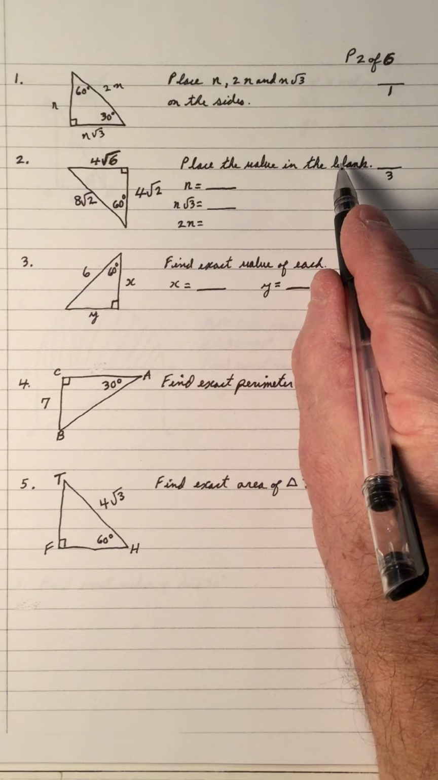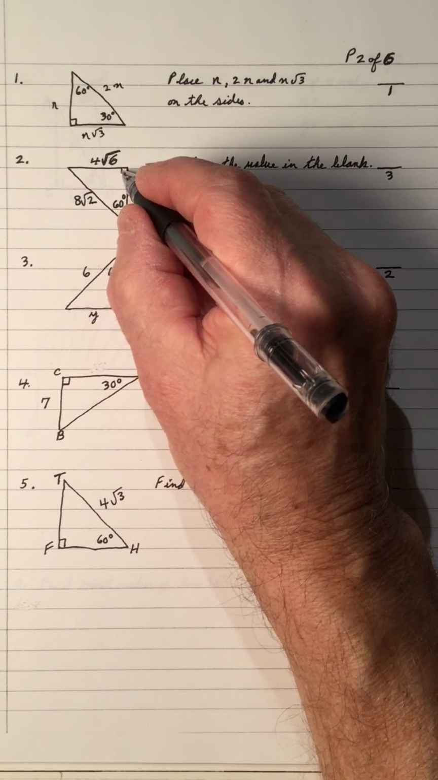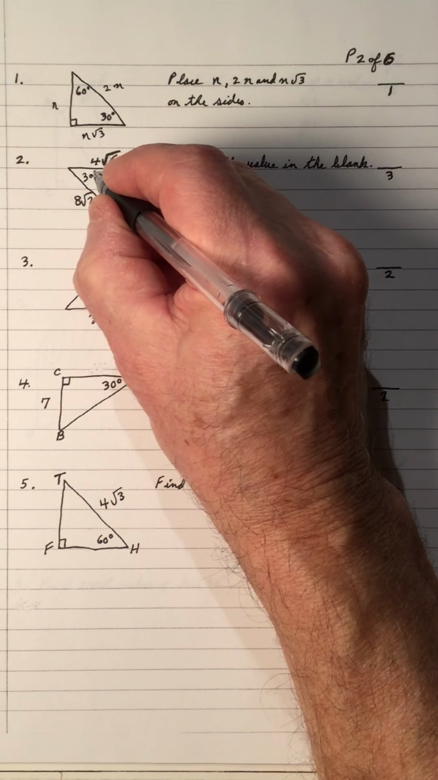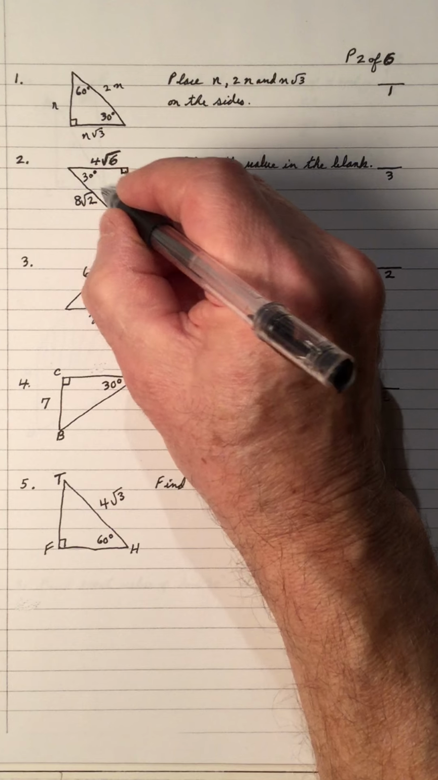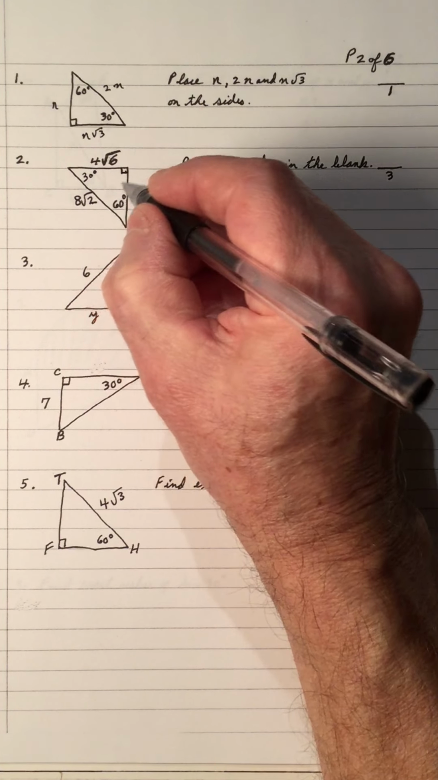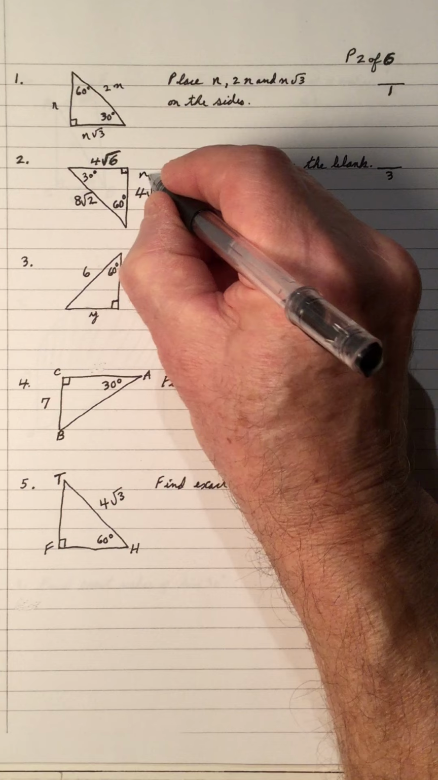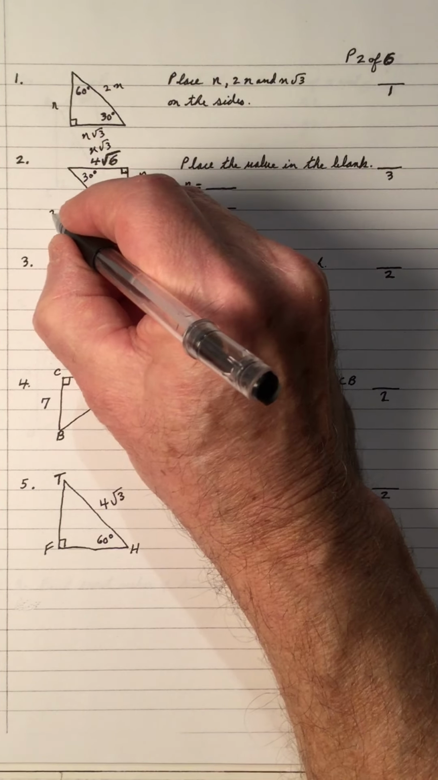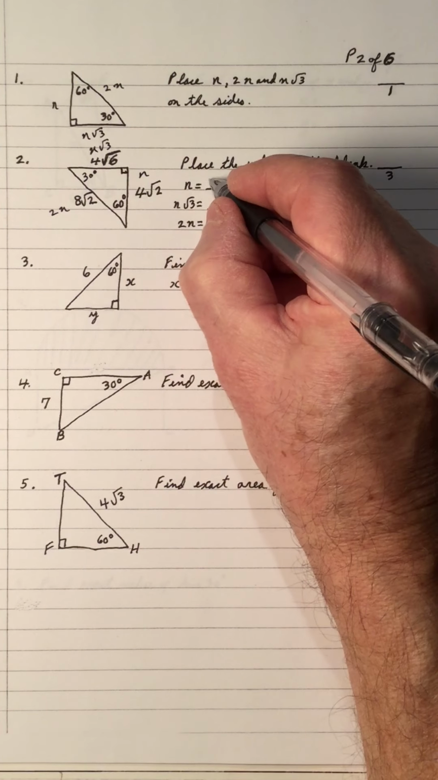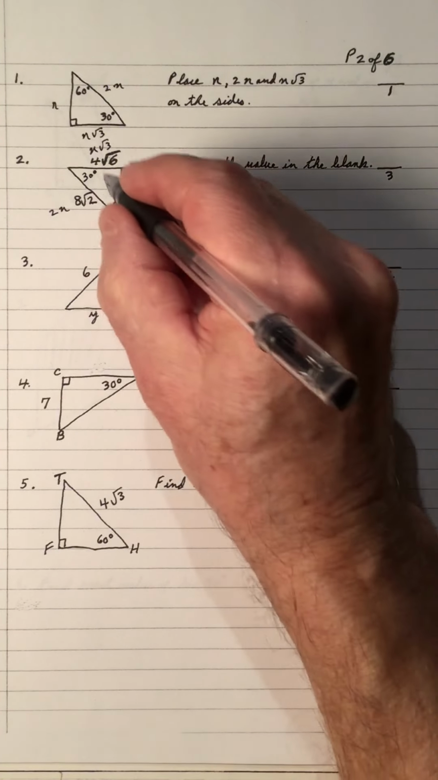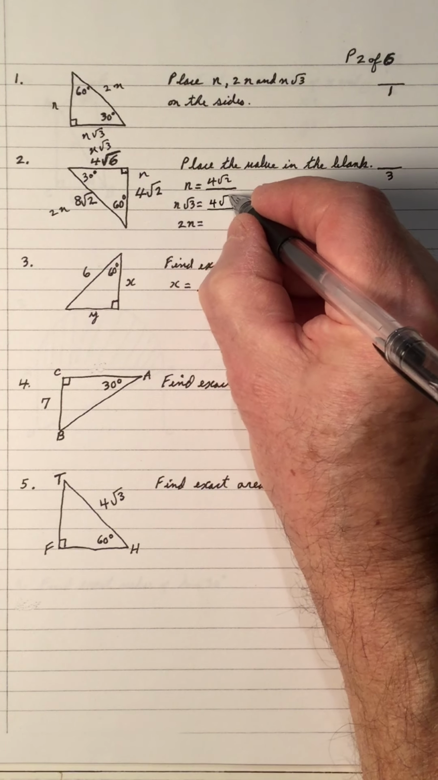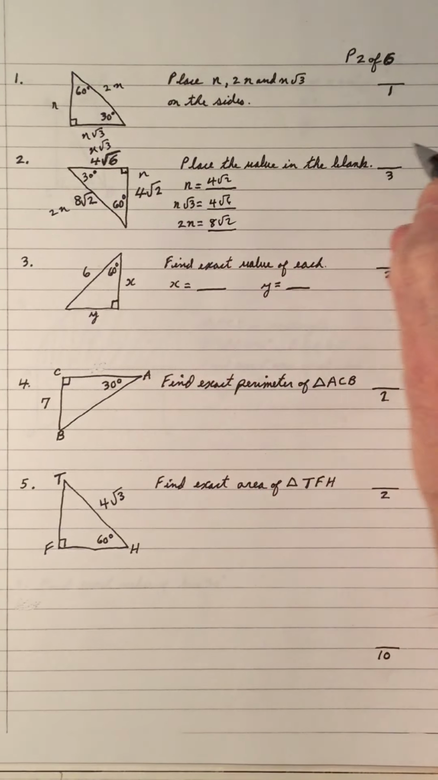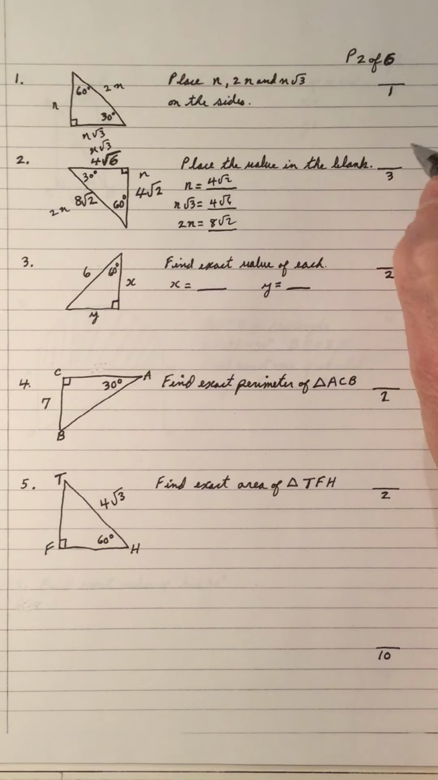Place the values in the blank. We have a 90, a 60. So this angle is 30 because all the angles add up to 180. Or if this is a 90-degree angle, they add up to 90. So 60 and 30 make 90. Opposite to 30 is n. Opposite to 60 is n root 3. And opposite to 90 is 2n. So that means n is 4 root 2, n root 3 is 4 root 6, and 2n is 8 root 2. We get each one of these correct, give yourself 3 marks.